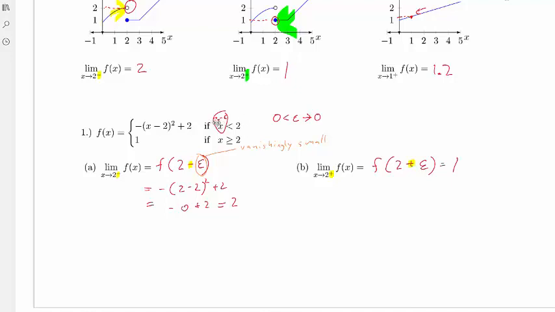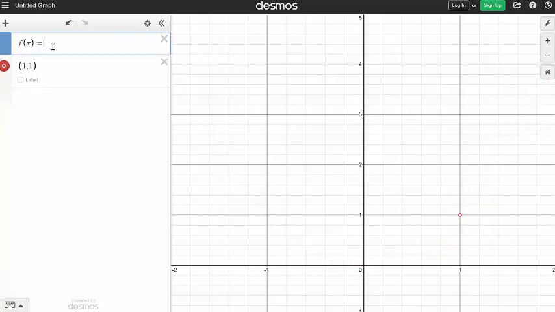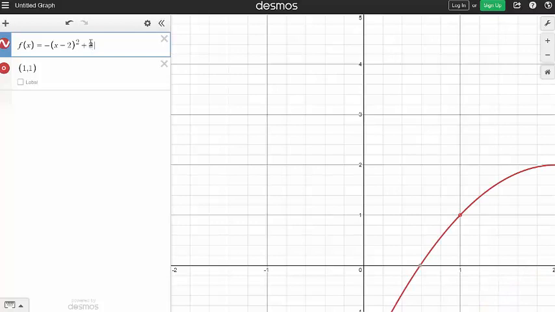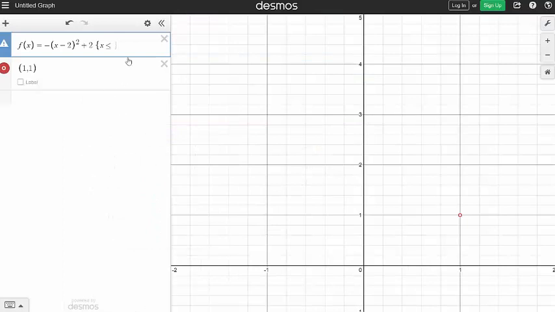All right, let's take a look at a graph of this. We're going to switch over to our Desmos program. Now we had negative, x minus 2 quantity squared, plus 2. And this was true as long as x was less than 2. Let me go back to where we were. So it was true if x was less than 2.